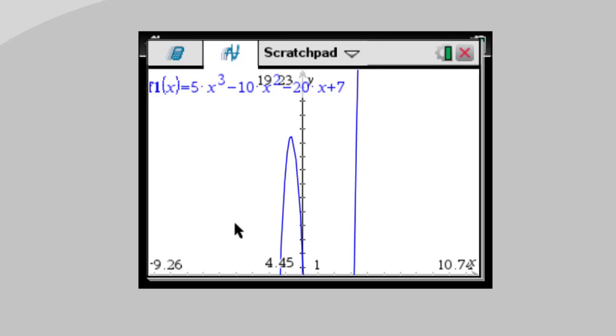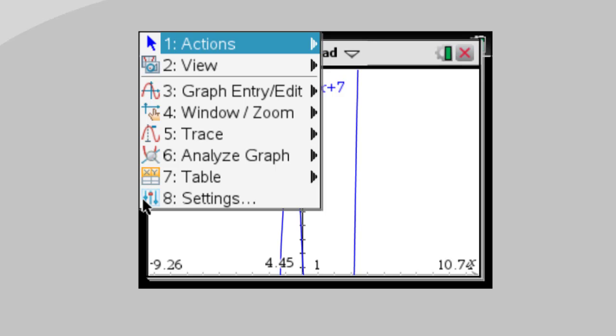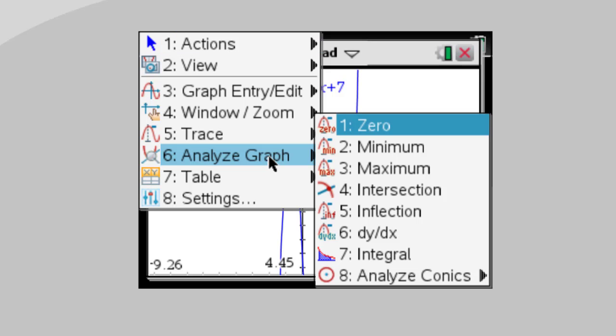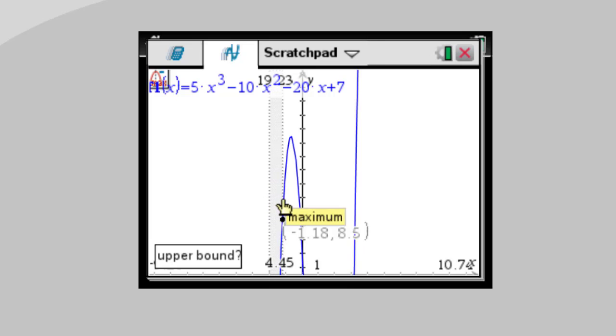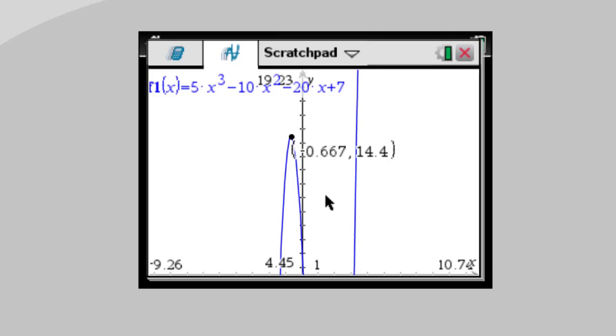Now what we want to do here is identify this maximum point right there, or in this case this relative maximum point. So I'm going to use the menu function on my calculator. If I go menu and then number 6, analyze graph, I can see I have a maximum. Now with this maximum, it wants a range or an interval to find the maximum. So if I move my little hand with the dotted line to the left of that, I'm going to create a little range. I'm just going to click on it, move that over here, and click on it again. And you can see that my maximum is going to be -0.667 and 14.4.